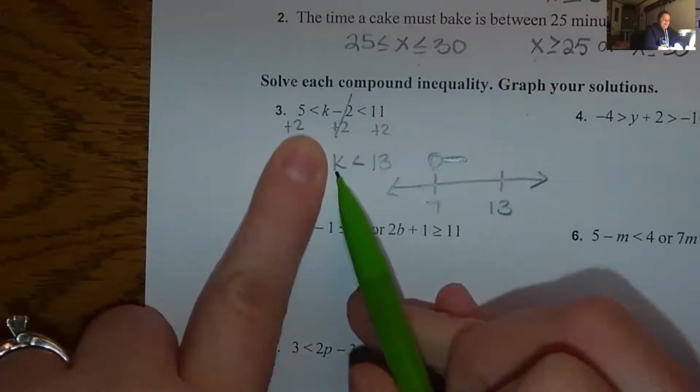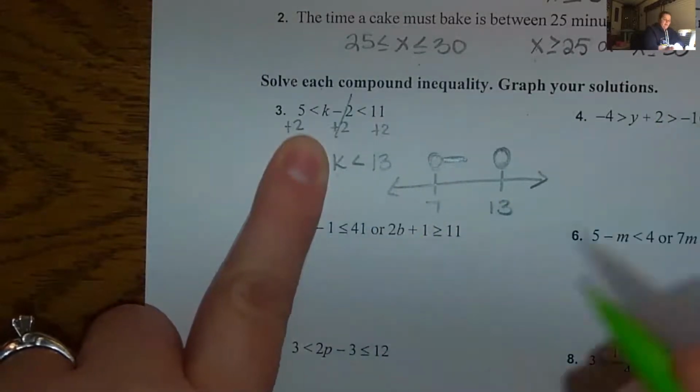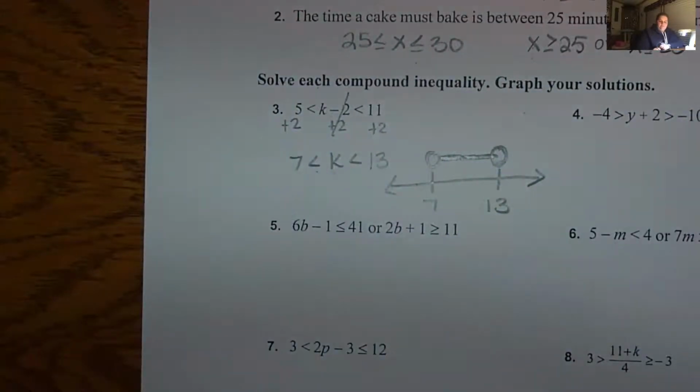Okay, and then the sentence says K is less than 13. Open circle at 13. Less than is to the left. So we're going to connect those two up. Okay, and remember, same rules apply. So if you're dividing by a negative or multiplying by a negative, you still need to flip your sign. Okay, that hasn't changed. So that's how you do that type.